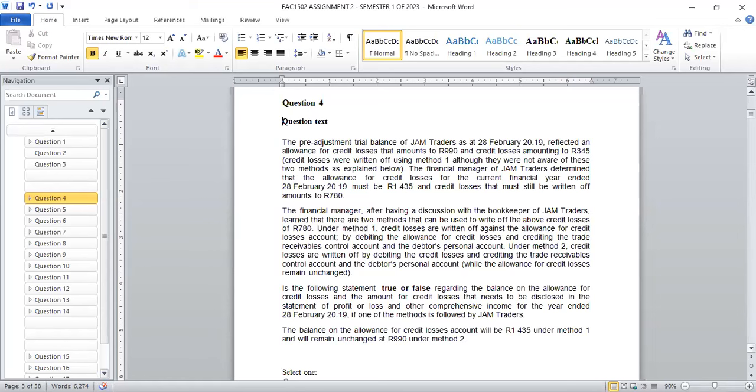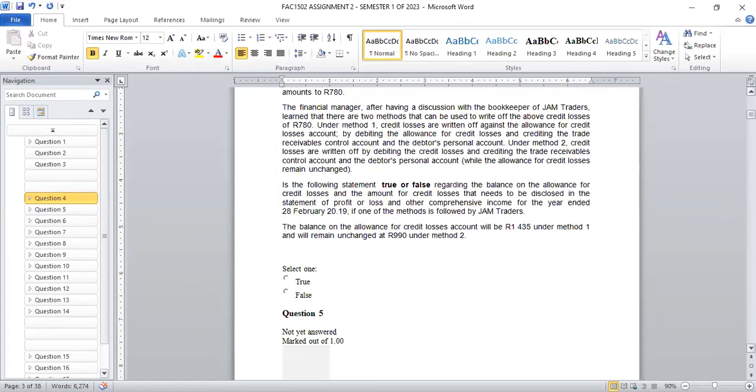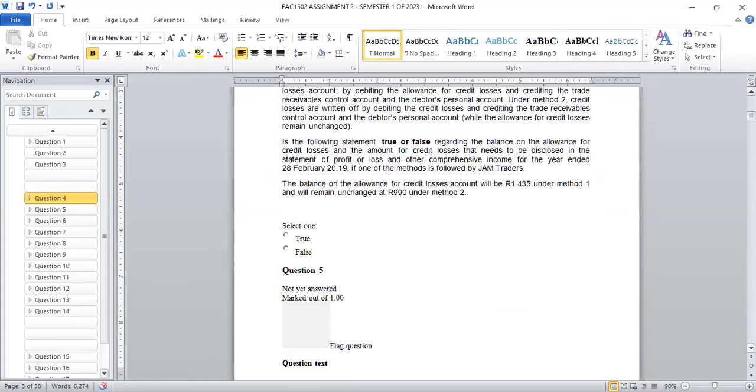Under method 1, credit losses are written off against the allowance for credit losses account by debiting the allowance for credit losses and crediting the trade receivables control account and the debtor's personal account. Under method 2, credit losses are written off by debiting the credit losses and crediting the trade receivables control account and the debtor's personal account, while the allowance for credit losses remains unchanged. Is the following statement true or false regarding the balance on the allowance for credit losses and the amount for credit losses that needs to be disclosed in the statement of profit or loss and other comprehensive income? It says the balance of the allowance for credit losses account will be 1435 under method 1 and will remain unchanged at 990 under method 2. That's false.